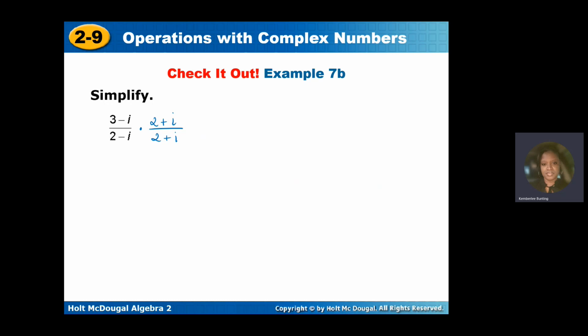All right, so 4 plus 2i, minus 2i. And then negative i times i would be a negative i squared. All right, so now we have like terms in the numerator and the denominator. Go ahead and simplify. Got it? All right.